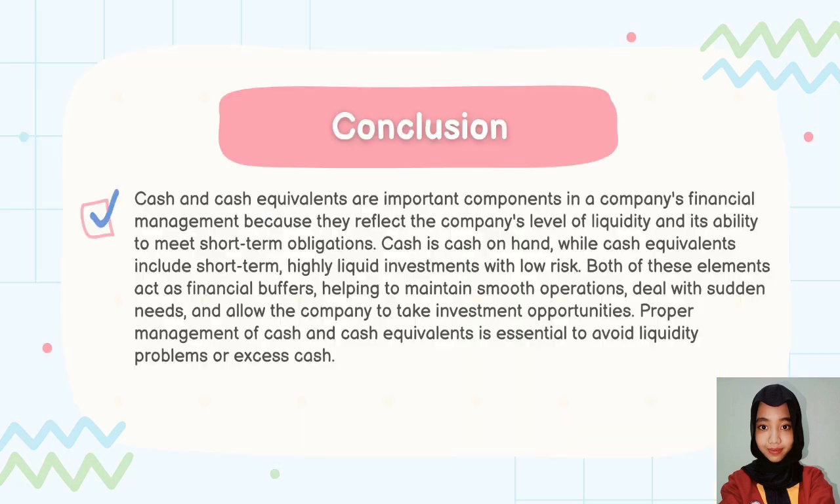Conclusion. Cash and cash equivalents are important components in a company's financial management because they reflect the company's level of liquidity and its ability to meet short-term obligations. Cash is cash on hand, while cash equivalents include short-term, highly liquid investments with low risk. Both of these elements act as financial buffers, helping to maintain smooth operations, deal with sudden needs, and allow the company to take investment opportunities. Proper management of cash and cash equivalents is essential to avoid liquidity problems or excess cash.